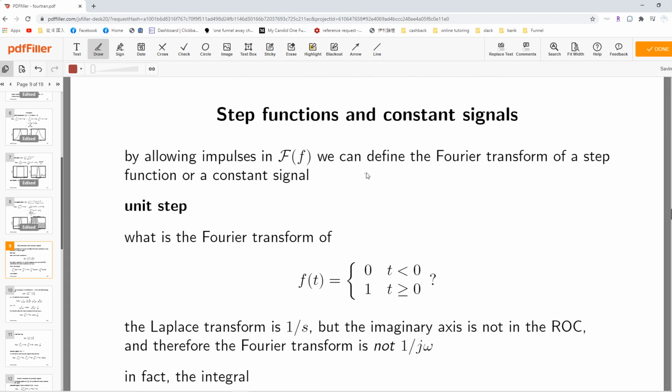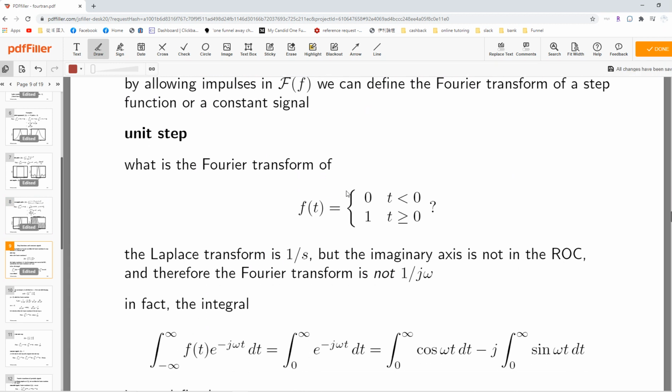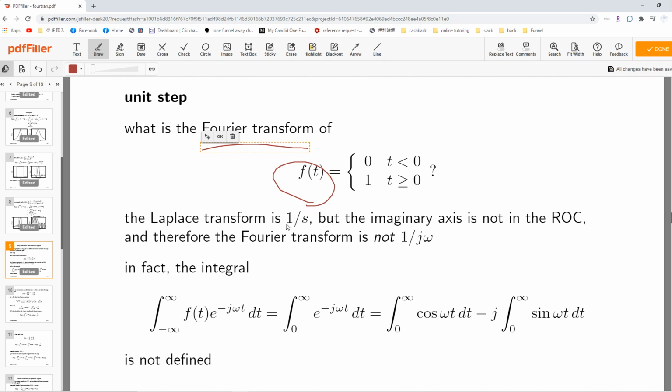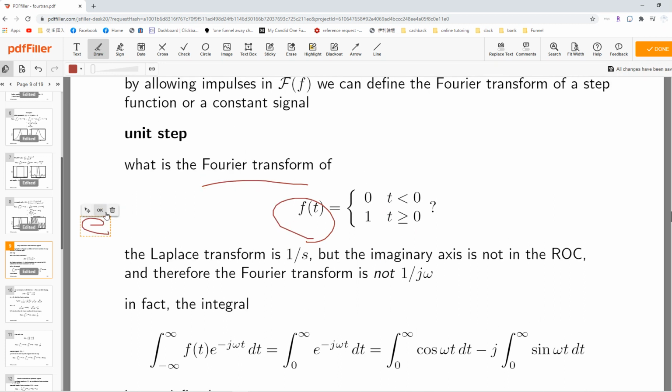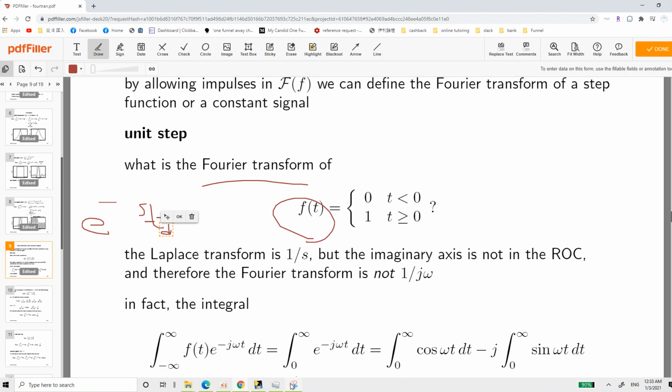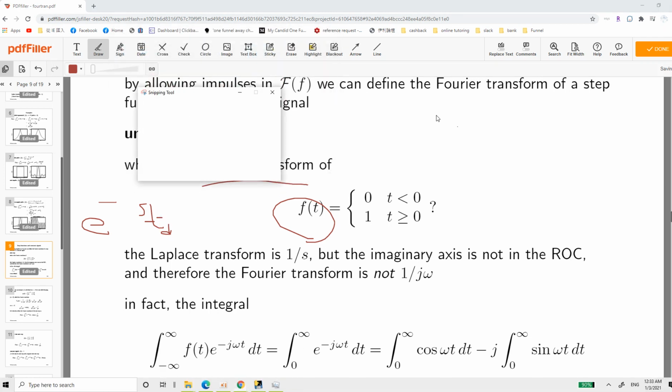Okay, and now the important step is the step function and constant signals. We want to find the Fourier transform of this f of t, which is 0 when t is less than 0 and 1 when t is larger than 0. The Laplace transform is easy, because you just do the exponential minus s t and do the integration. Okay, this is very hard to write.